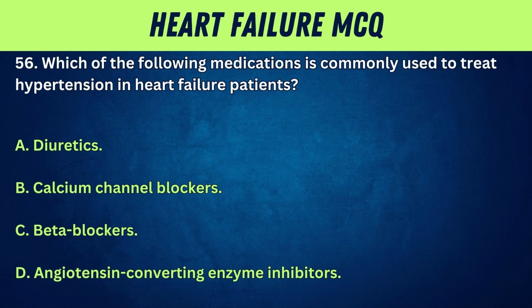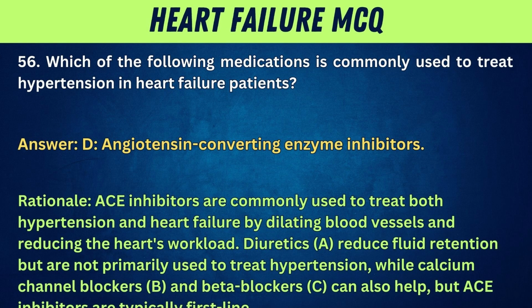56. Which of the following medications is commonly used to treat hypertension in heart failure patients? A. Diuretics. B. Calcium channel blockers. C. Beta blockers. D. Angiotensin-converting enzyme inhibitors. Answer: D. Angiotensin-converting enzyme inhibitors. Rationale: ACE inhibitors are commonly used to treat both hypertension and heart failure by dilating blood vessels and reducing the heart's workload. Diuretics, A, reduce fluid retention but are not primarily used to treat hypertension, while calcium channel blockers, B, and beta blockers, C, can also help, but ACE inhibitors are typically first line.